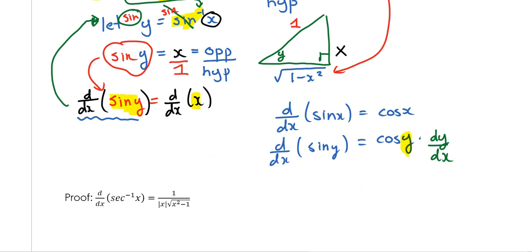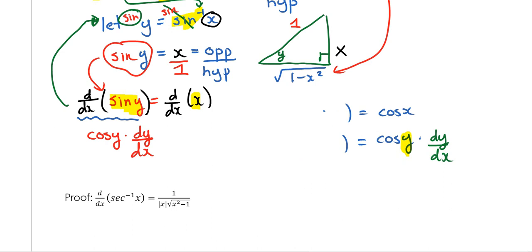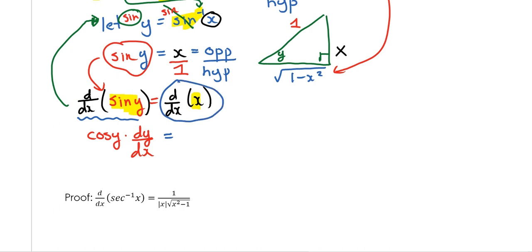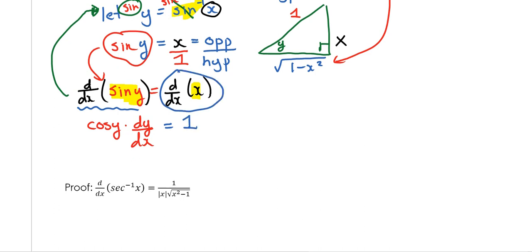Okay, so this is going to be cos y dy by dx, and I'm just going to go ahead and erase this now. And the next derivative here, what's the derivative of x? Well, that's going to be 1. And then all we do next is we just need to isolate for the dy by dx, because that's the notation for derivative. So dy by dx will equal 1 divided by cos y.